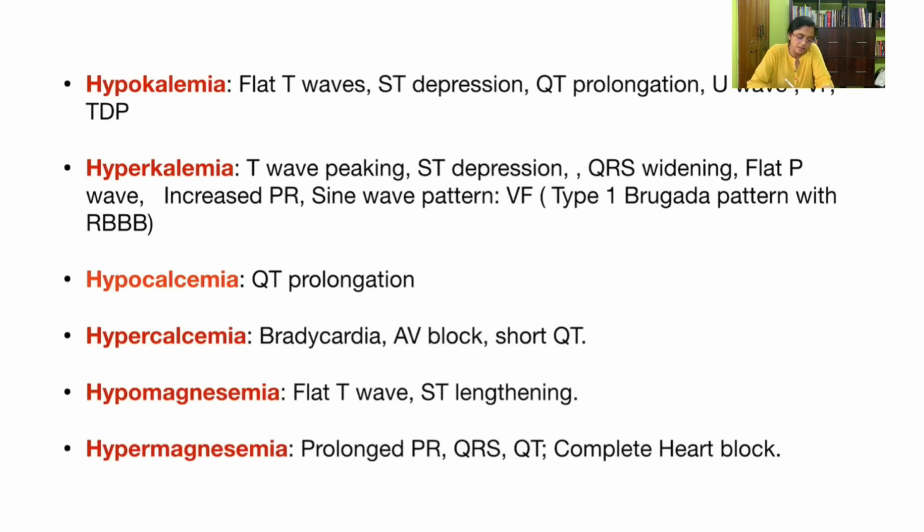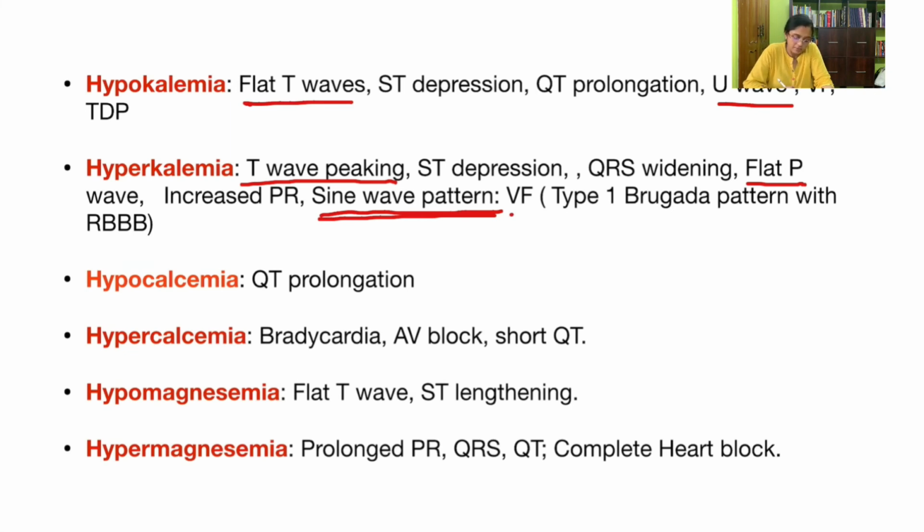Here you can see, I have summarized it in one slide. Hypokalemia causes flat T waves, appearance of U wave apart from ST depression and QT prolongation. Hyperkalemia causes T wave peaking. Apart from that, it causes flattening of P wave. And in late cases, there can be a sine wave pattern leading to ventricular fibrillation. It is seen in hyperkalemia.